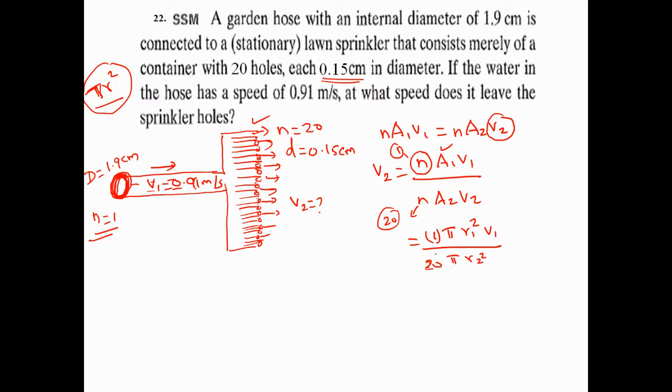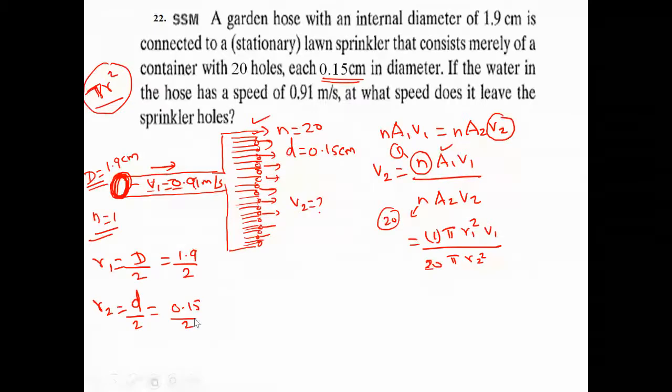Okay, how to find R1? I can find R1 by dividing the diameter by 2. Therefore, my R1 is nothing but capital D over 2, and my R2 is nothing but small d over 2. What is my capital D here? 1.9 divided by 2. And my small d is 0.15 divided by 2. So if you divide by 2, this becomes 0.95 and this becomes 0.075 centimeter. Here also it's centimeter.